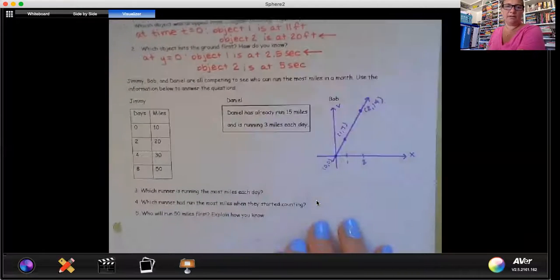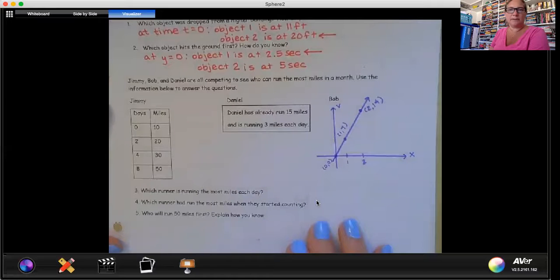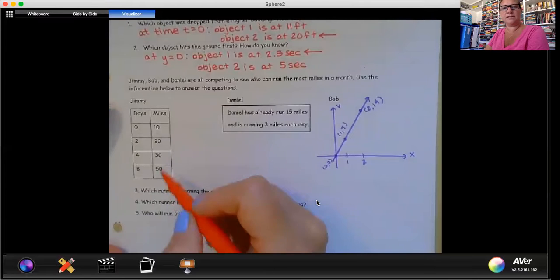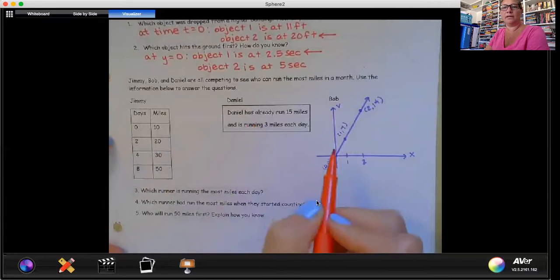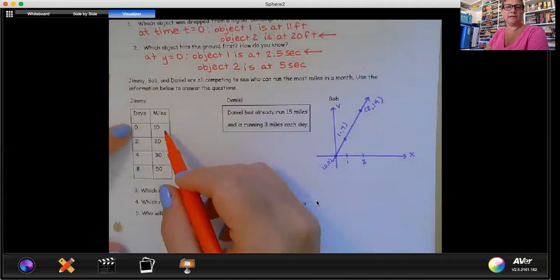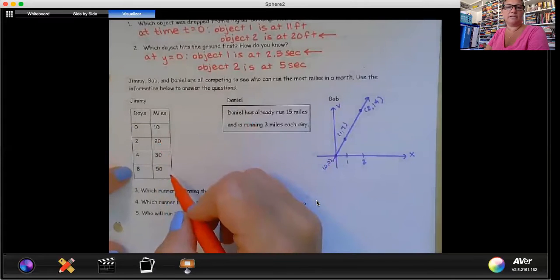Jimmy, Bob, and Daniel are all competing to see who can run the most miles in a month. Use the information below to answer the questions. So what we're going to do before we start answering our questions is find our equations that will match each scenario. So we have 0 days, 10 miles, 2 days, 20 miles, 4 days, 30 miles, and 8 days, 50 miles.